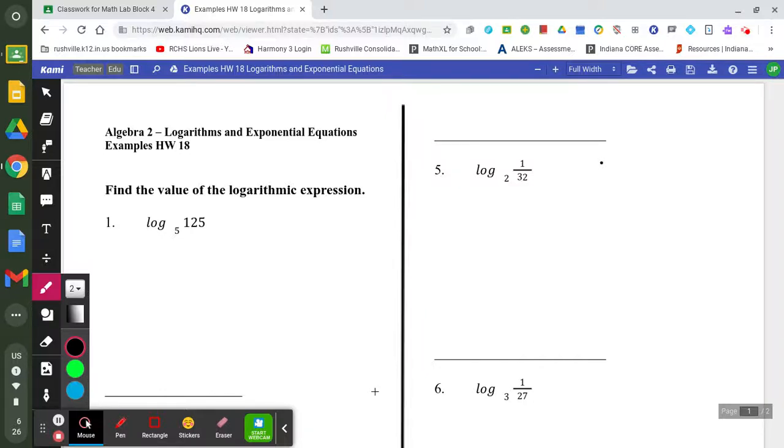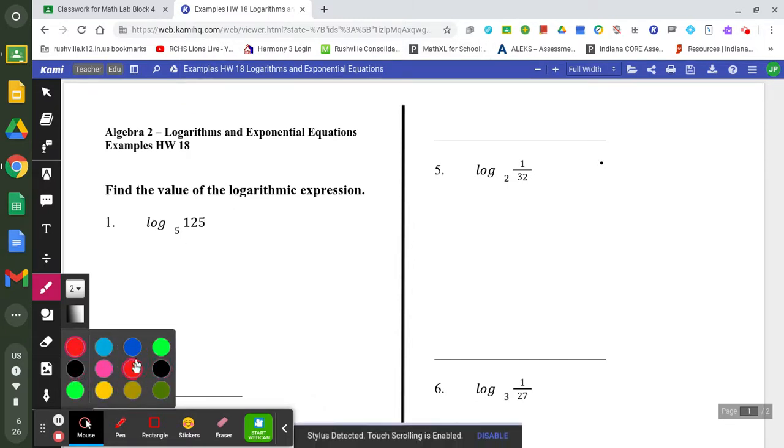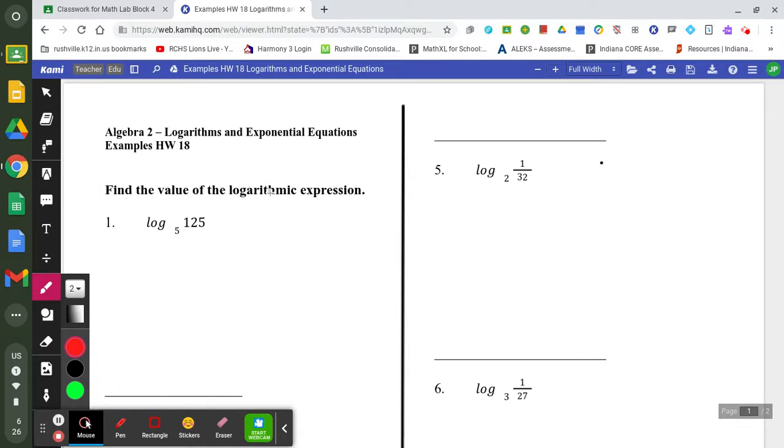So for homework 18, I'm just going to show a few examples because many of these are alike. The first thing you'll want to do when it asks you to find the value of the logarithmic expression, I've got log base 5 of 125. I'm going to put it equals x. And then 5 becomes my base, x becomes the exponent, and it's going to equal 125.